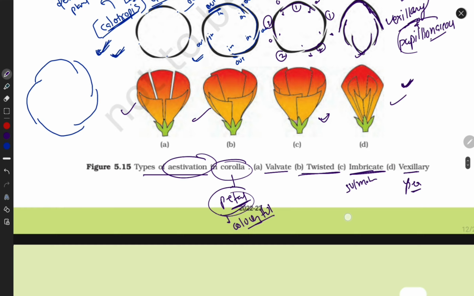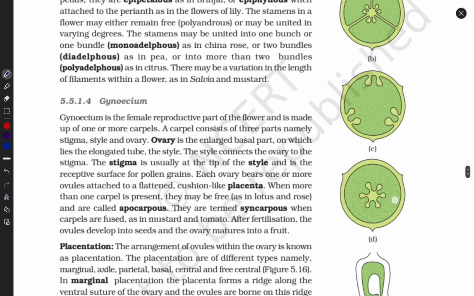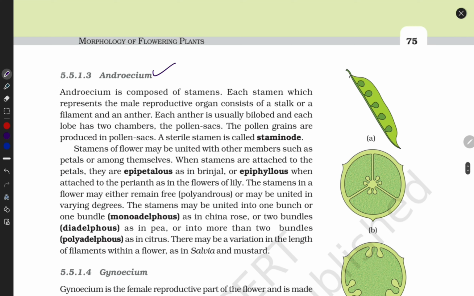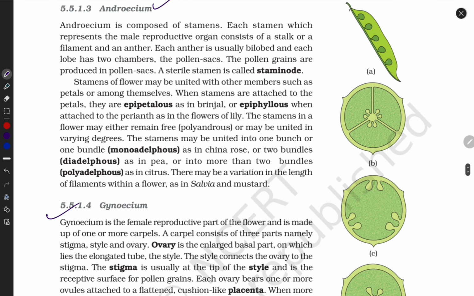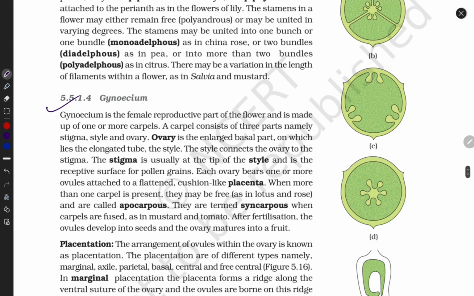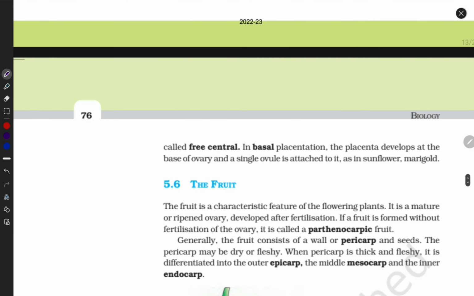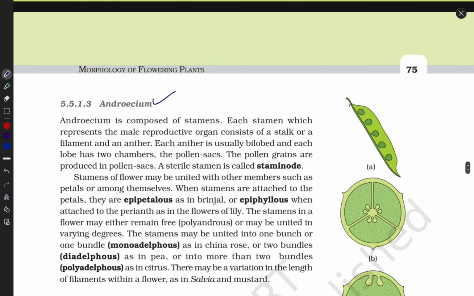Okay guys, now in our next video we will discuss a little bit of androecium and gynoecium in detail. Clear, guys? Their arrangement, types of placentation, arrangement of seeds. Yes guys, arrangement of seeds. Now we will discuss it in our next video.